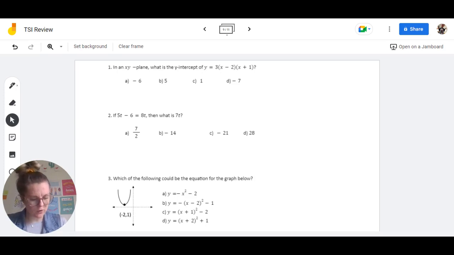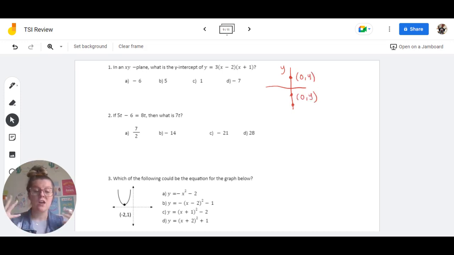So let's remember what a y-intercept means. It just means where the graph crosses the y-axis. So any point here, the x value is always going to be 0 because I'm not moving left and right off of that y-axis. So the easiest way to find your y-intercept is to take the x value, set it equal to 0, and then plug it in wherever you see x.